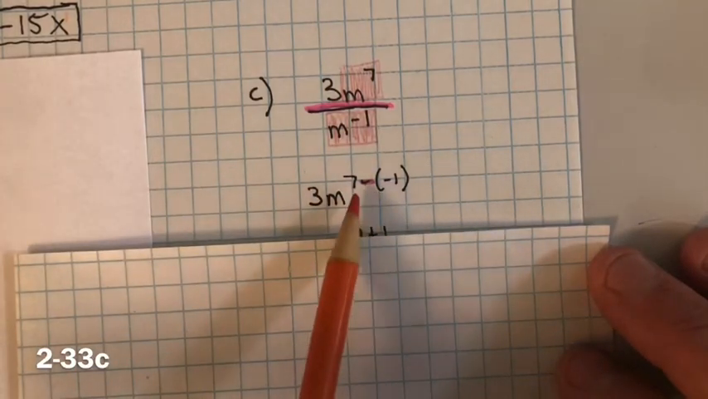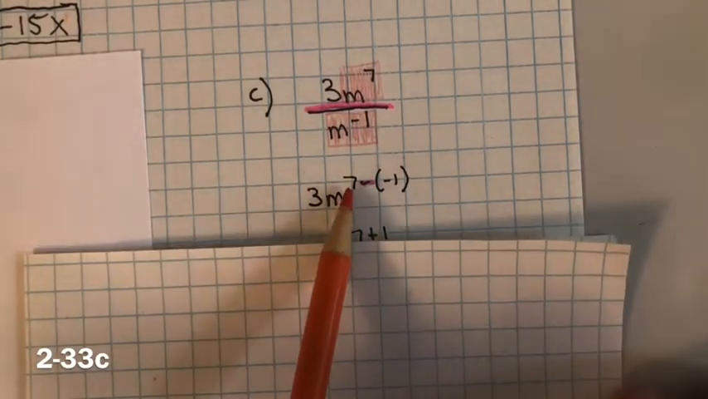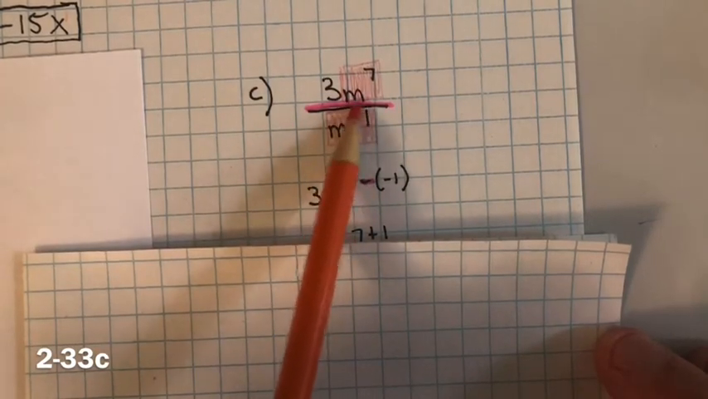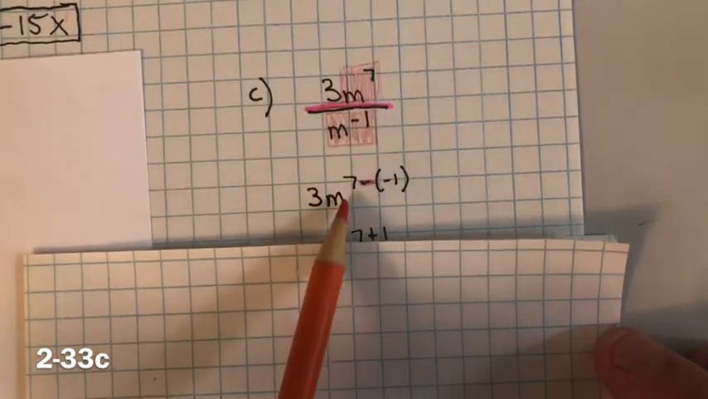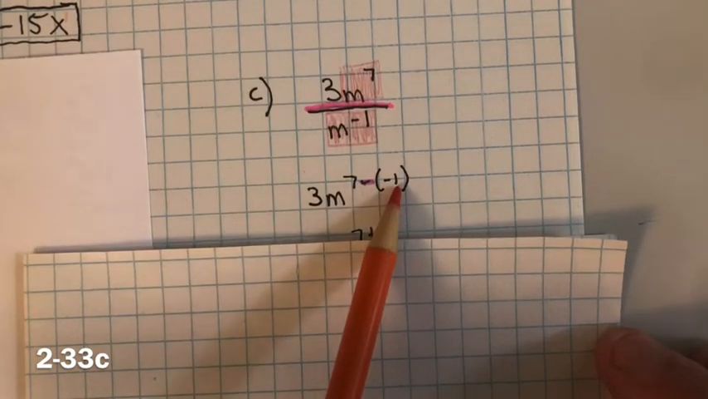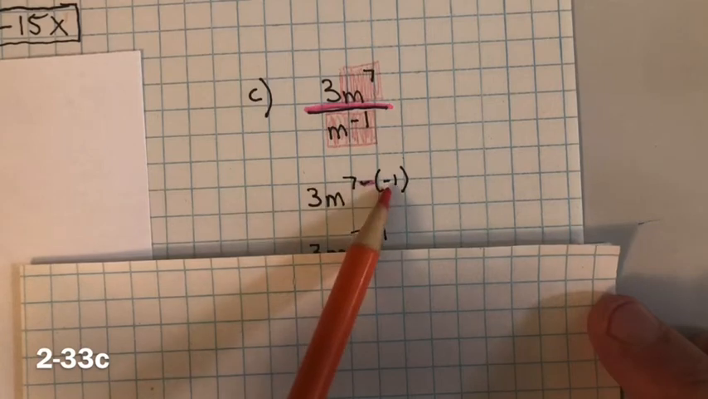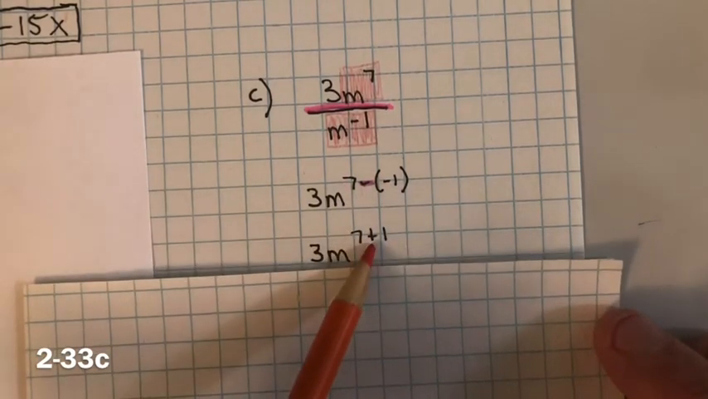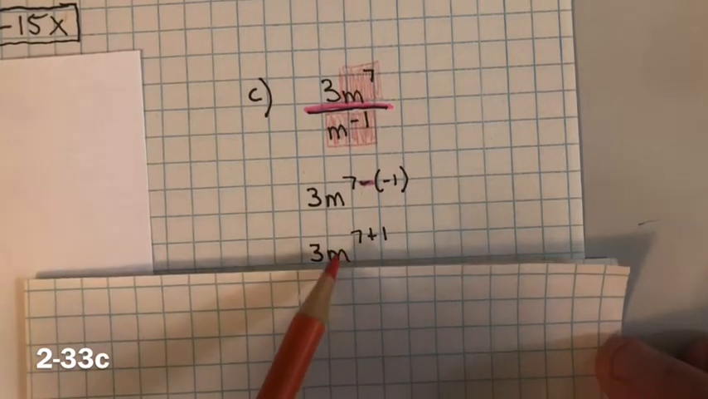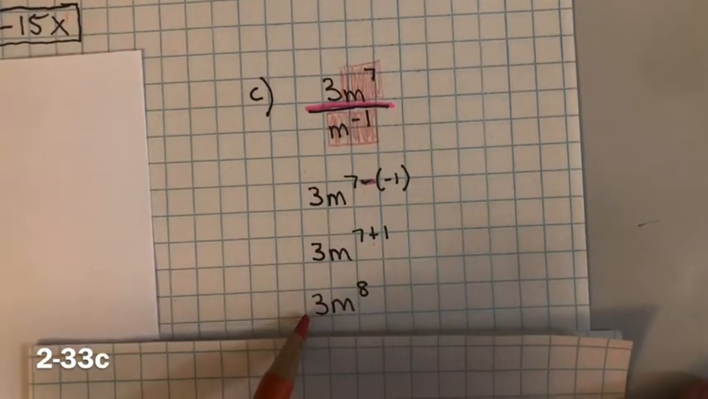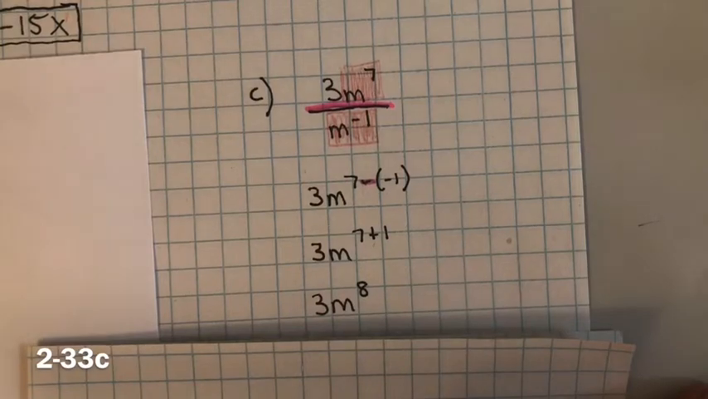And a lot of people would just write this as 7 minus 1, but don't forget you're subtracting these two. So it's 7 minus a negative 1. Well, distribute this negative. The opposite of a negative is going to be a positive. So now we have 7 plus 1, which is 8. So it's 3m to the 8th power.